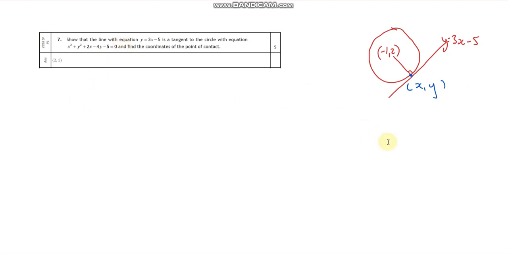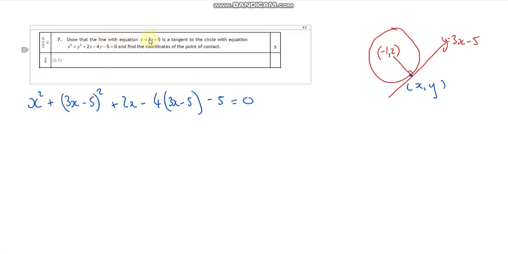So what we do to prove that is we take one of the equations and sub it into the other one. And it's much easier. I think we can put this one into here rather than try and rearrange this and put it in there. It's already in the form y, so let's just say x squared plus, and we'll put in the 3x take away 5 squared. So I'm replacing y with that equation, plus 2x minus 4 times 3x take away 5 is equal to 0.